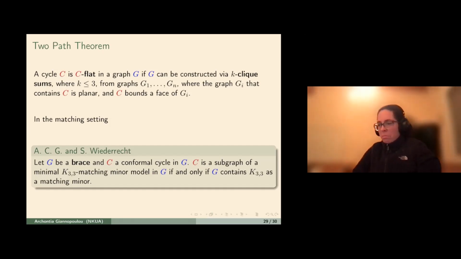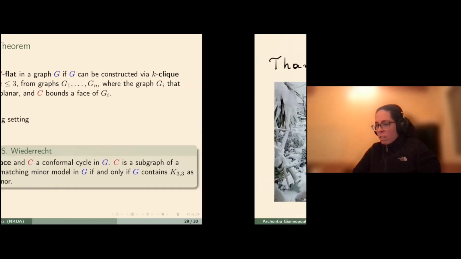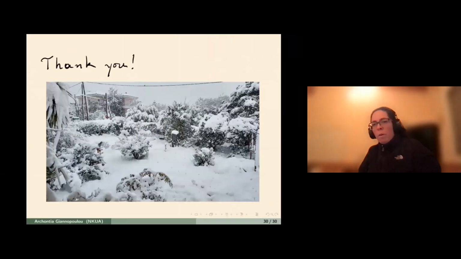So this is all I wanted to say. And I hope I was not too fast. I usually talk too fast when I'm nervous, and I'm always nervous when I'm giving a talk, so I have to apologize. Thank you very much. And here's a picture of snowy Athens, actually suburbs of Athens.